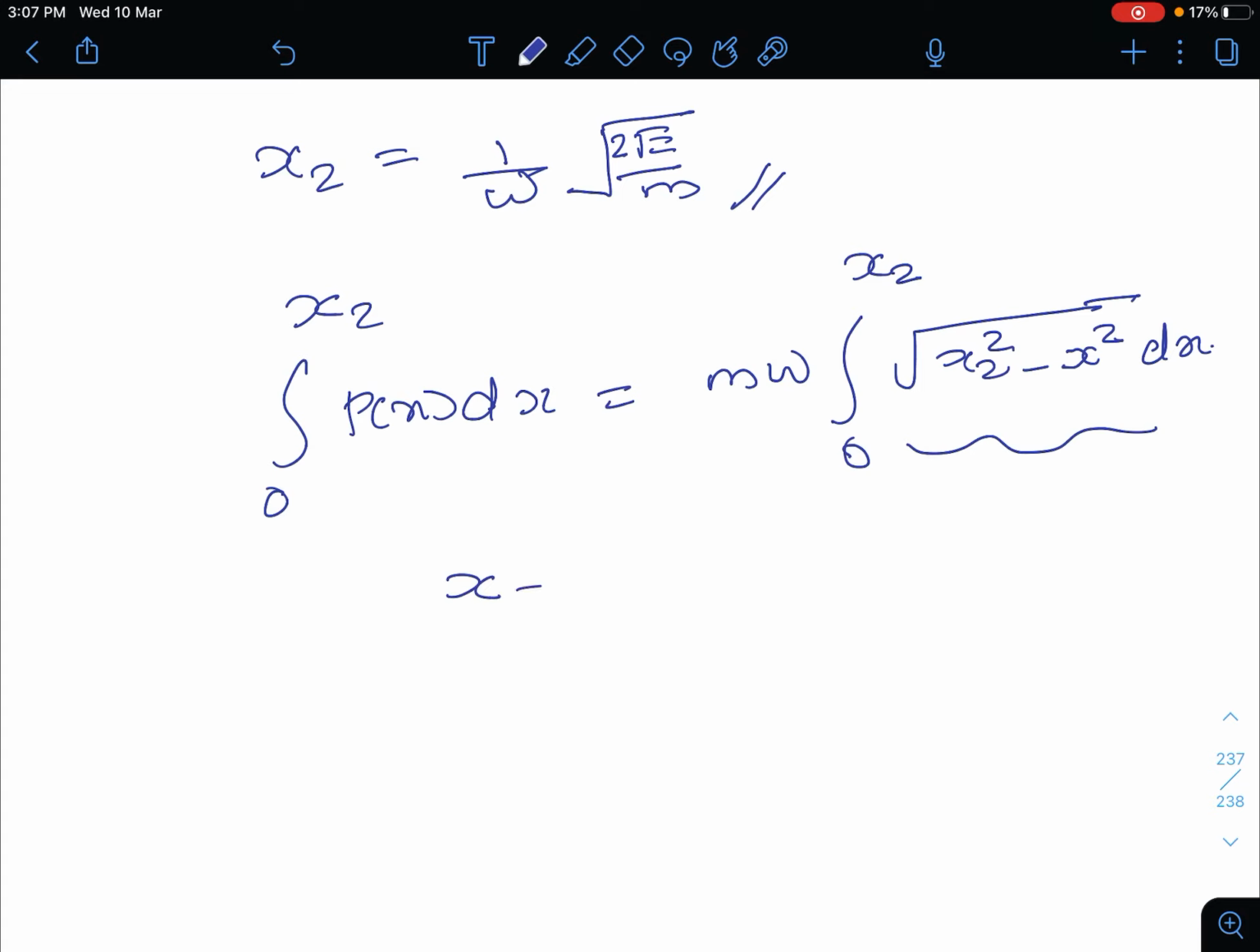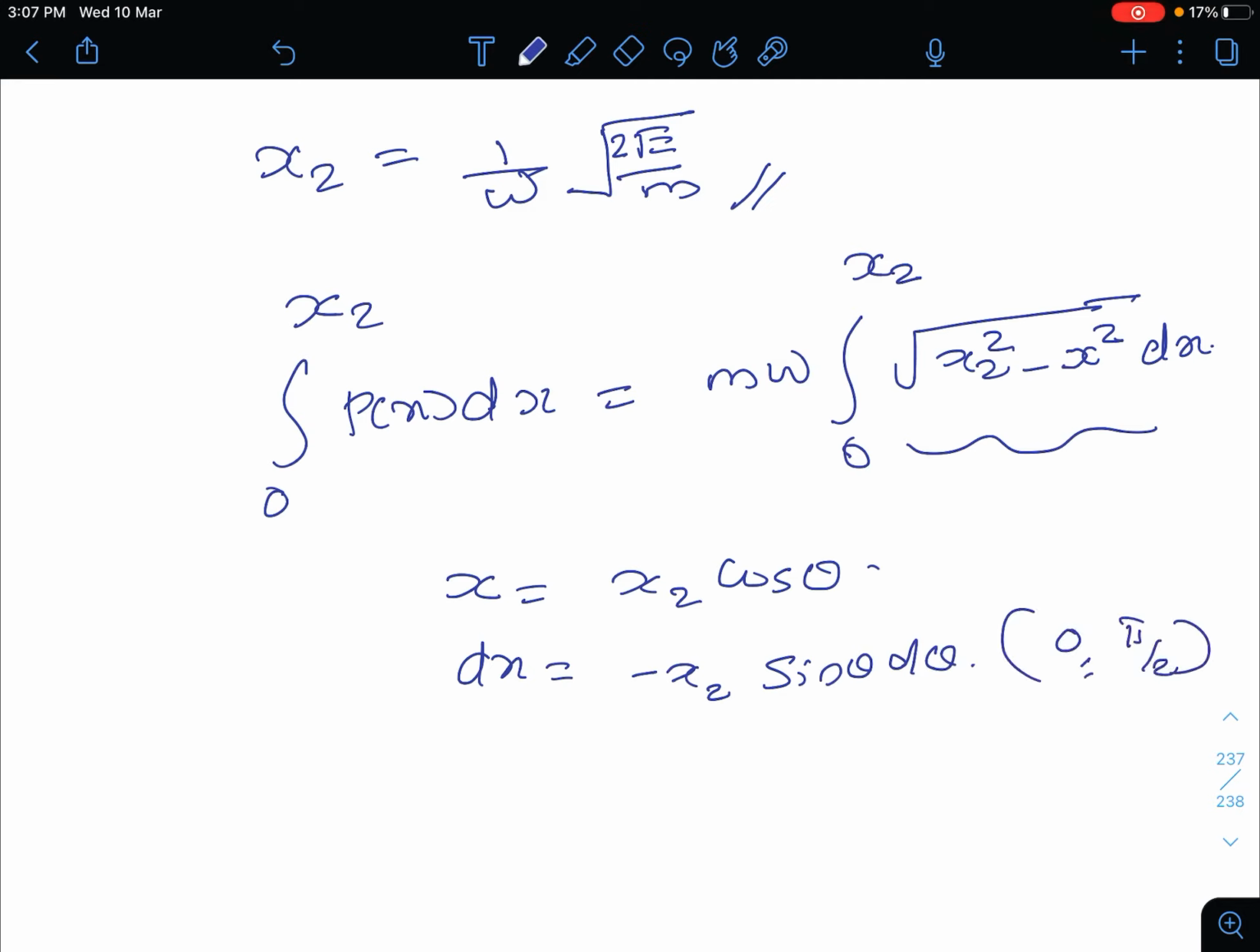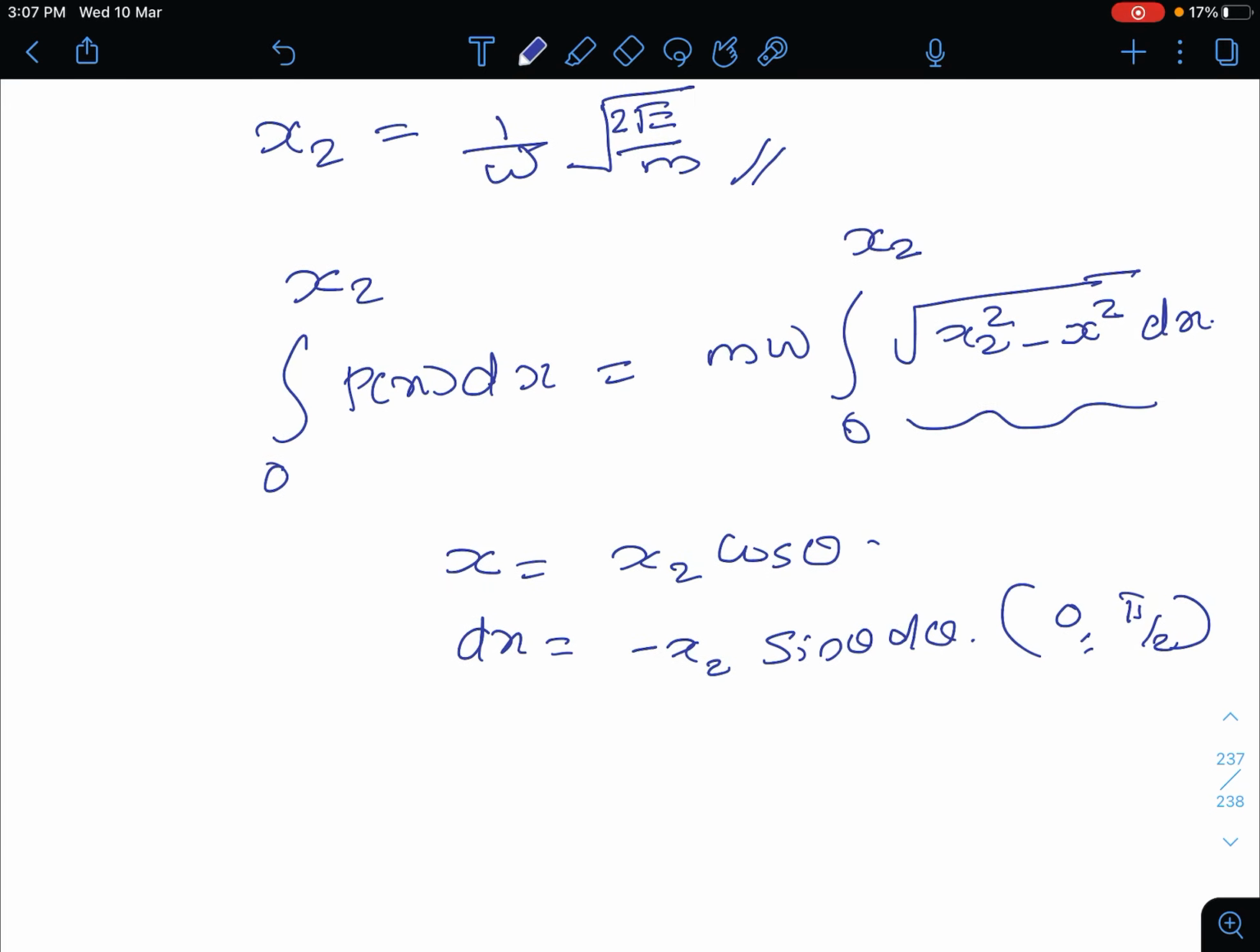So let's put x is equal to x2 cos theta. So dx is equal to what? Minus x2 sin theta d theta, and the limits change to 0 to pi by 2. Good. When x is 0, cos theta should be 0, so theta will be pi by 2 here.